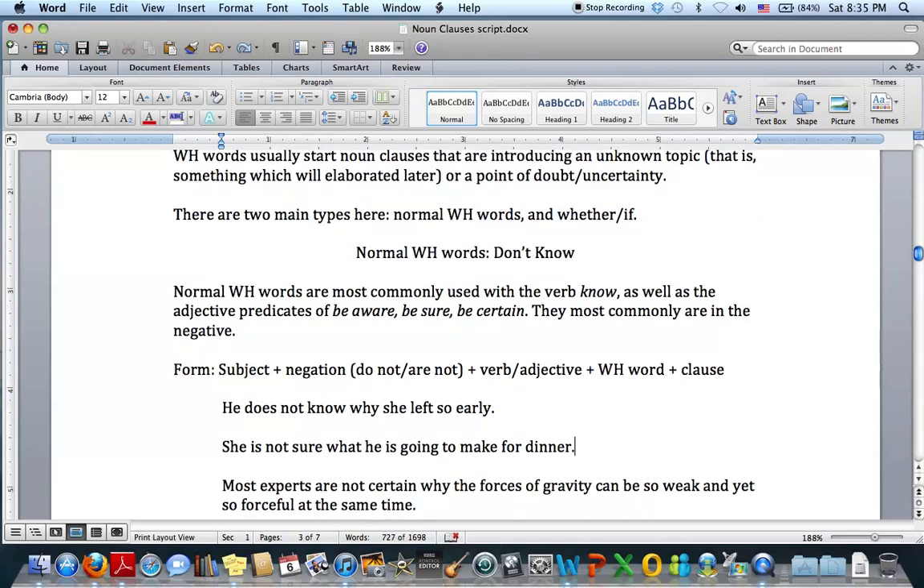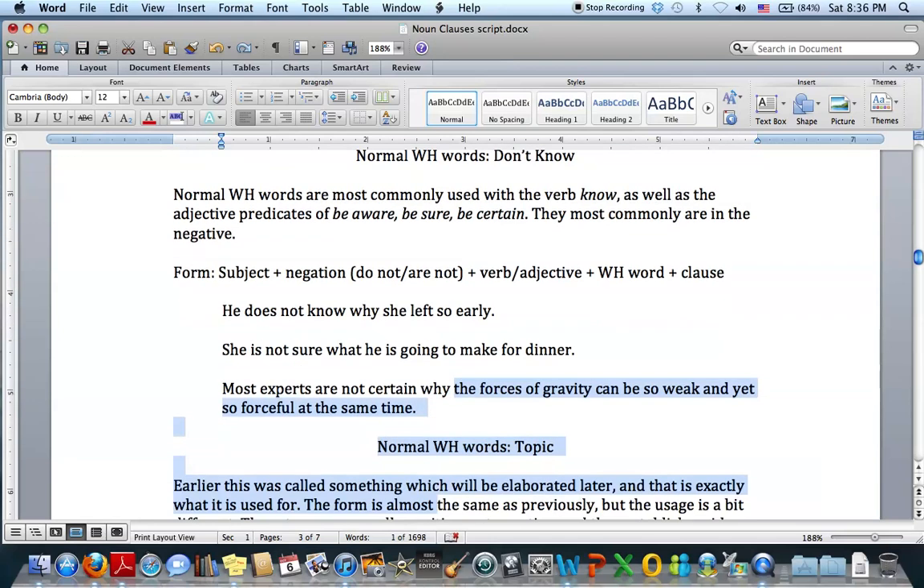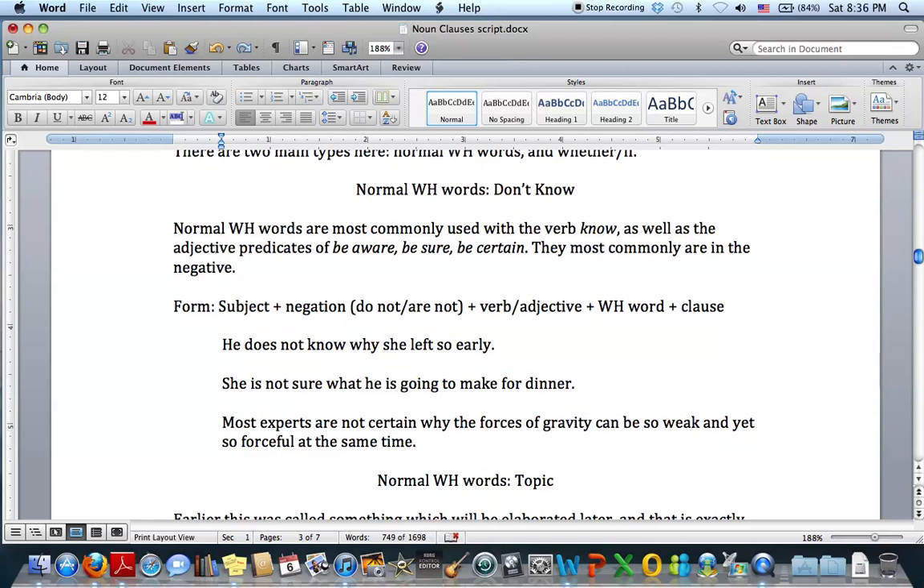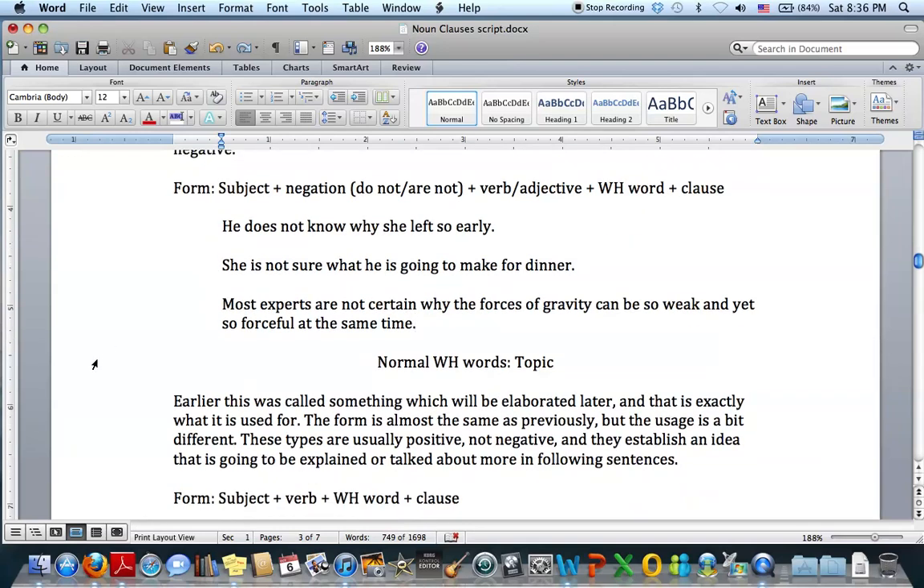Okay, here's another example. Most experts are not certain. So here's the same deal right here. We have an adjective predicate. We have here our subject. Now we have our WH word, why. And now we have the rest of the clause right there. Okay, and that's basically how we use normal WH words. You notice in each case we have does not know, is not sure, are not certain. We've got the don't know right there. That's all of these, they're negative, they're expressing a lack of knowledge about something. Okay, here's another way to use them. Instead of don't know, now we're talking about topic.